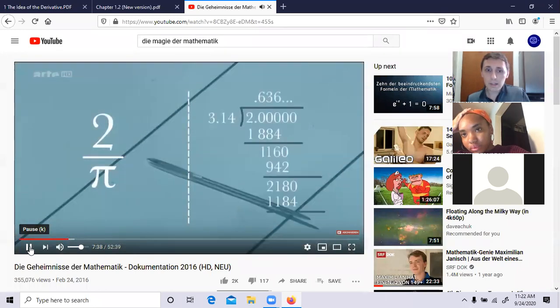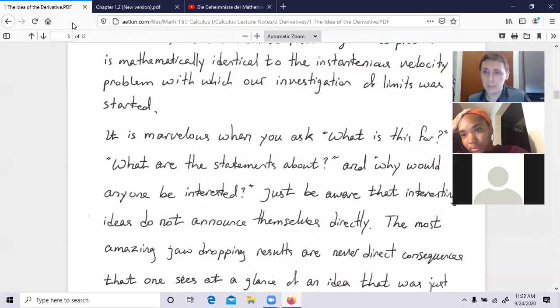I can show you that now. Okay, so the probability that the needle will fall on the line corresponds to 2 divided by pi.